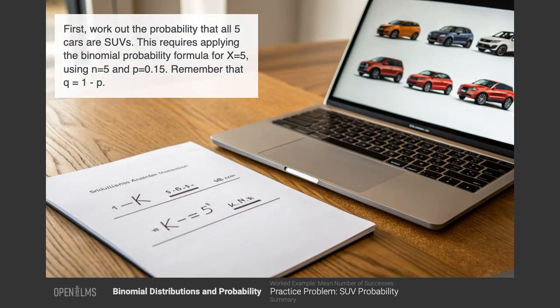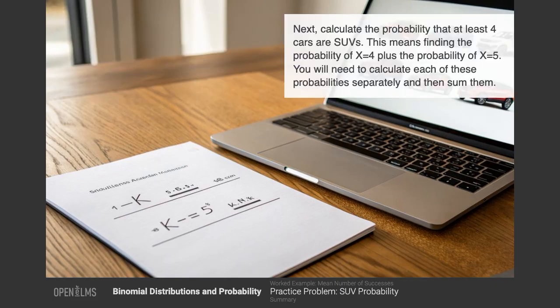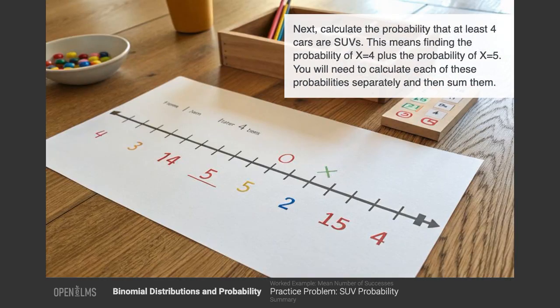First, work out the probability that all 5 cars are SUVs. This requires applying the binomial probability formula for x equals 5, using n equals 5 and p equals 0.15. Remember that q equals 1 minus p. Next, calculate the probability that at least 4 cars are SUVs. This means finding the probability of x equals 4 plus the probability of x equals 5. You will need to calculate each of these probabilities separately and then sum them.